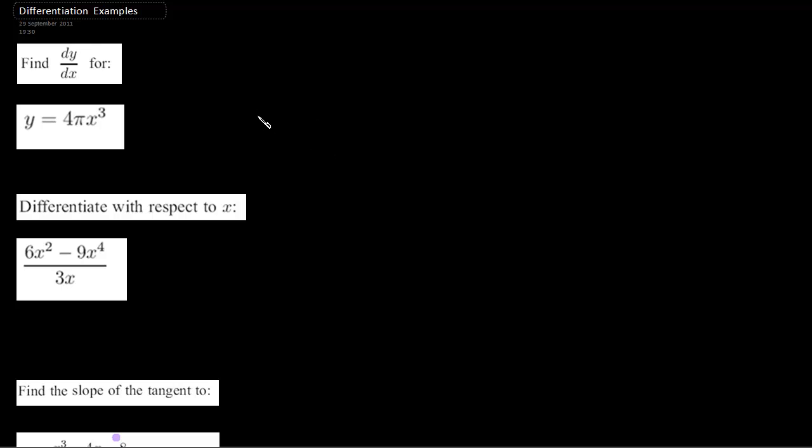Here we have a few differentiation examples. The first one I'm going to show you is find dy by dx for y equals 4 pi x cubed. The key thing when differentiating this is to realize that we're going to use the basic rule on all of these: y equals k x to the n goes to, when you differentiate it, dy by dx equals k n x to the n minus 1.